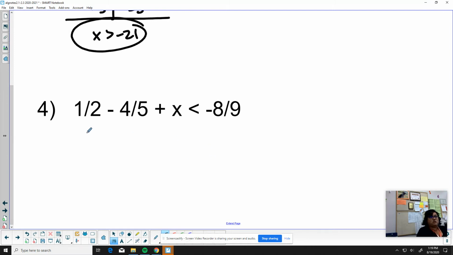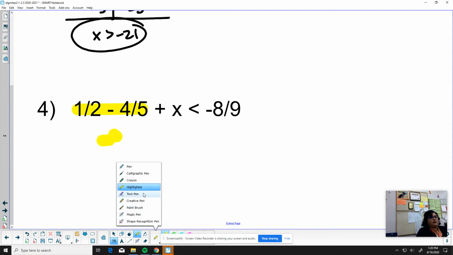Here we have a fraction. So we need to combine these two fractions because they're still constants, because they don't have a variable attached. So I'm going to use my calculator. 1/2 minus 4/5 is negative 3/10. Oops, trying to write with the highlighter.